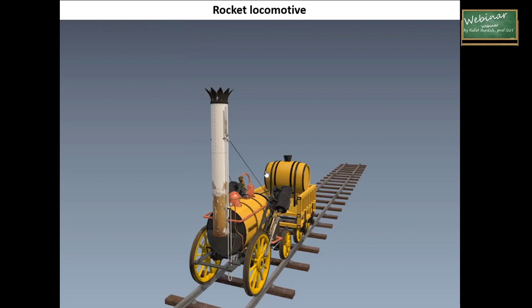Even right now it is a great representative of a technical system and the system engineering approach during the designing and building of this rocket locomotive. And even now people who are passionate about locomotives work in teams to rebuild it. So you can find even right now a lot of reconstructions of the rocket locomotive. So let's watch shortly.